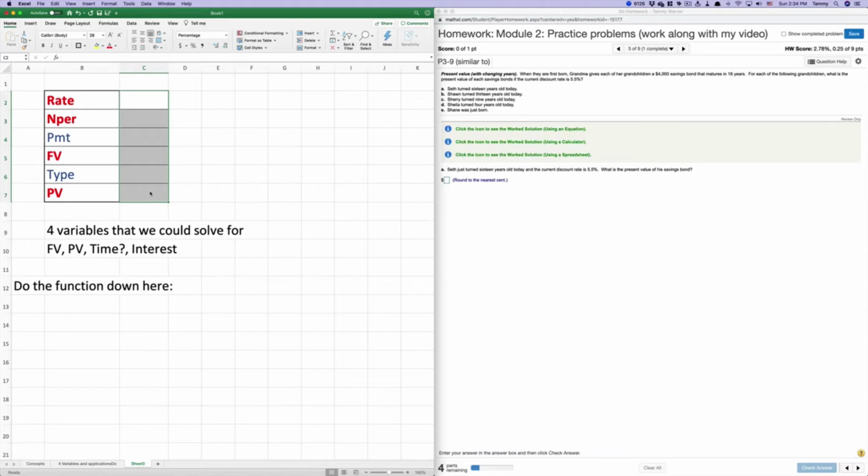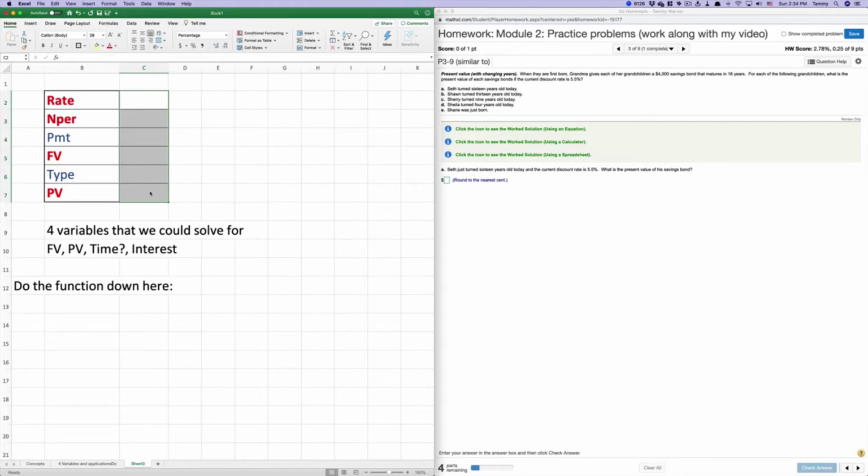When they're first born, Grandma gives each of her grandchildren a $4,000 savings bond that matures in 18 years. So what that means, a savings bond is a very, very safe investment vehicle. Grandmas tend to like these kinds of things. And so you purchase something when a baby is born at something less than $4,000, and at maturity, right, when the child turns 18, that thing will be worth $4,000.